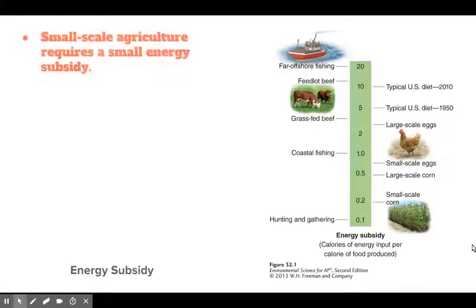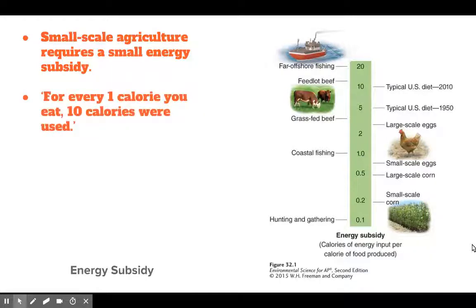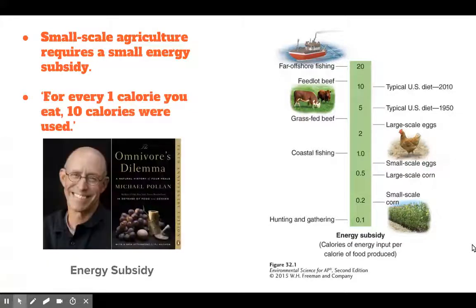So when we look at energy subsidies, just think about it. If you have a small farm, it requires a small amount of energy. And this is a great quote from Michael Pollan. You might have read his book, The Omnivore's Dilemma. If not, you should check it out. But anyways, for about every calorie you eat, 10 calories were used in some way, shape, or form, either transportation, applying pesticides, harvesting, and so on. And you can see the figure on the right.